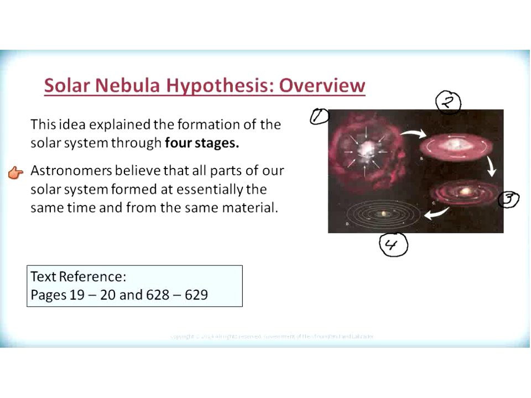Astronomers believe that all parts of our solar system formed at essentially the same time and from the same material. Text references can be found on page 1920 and also on pages 628 to 629.